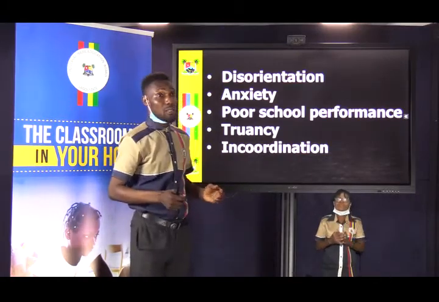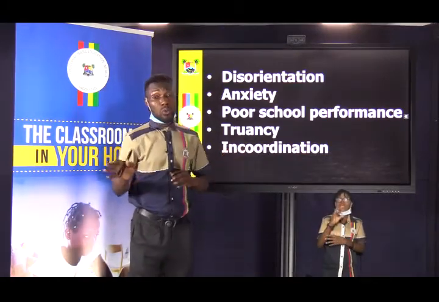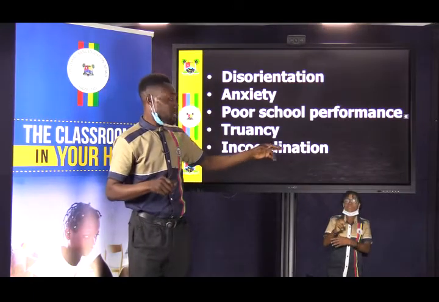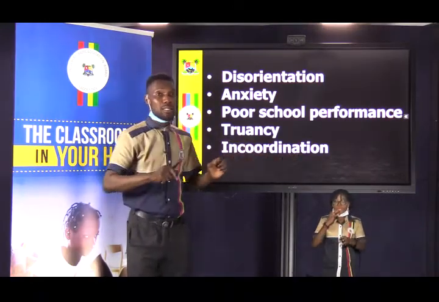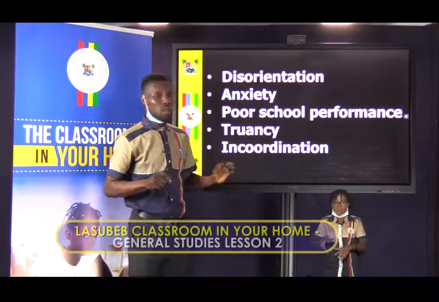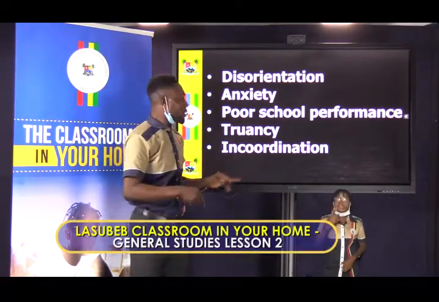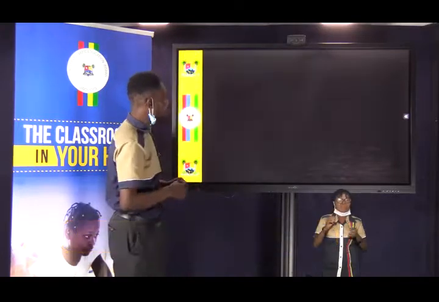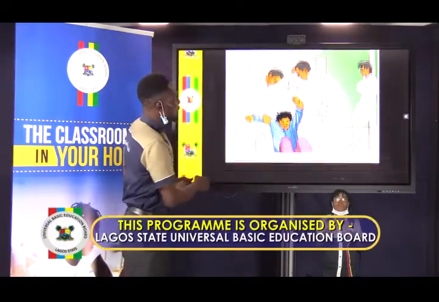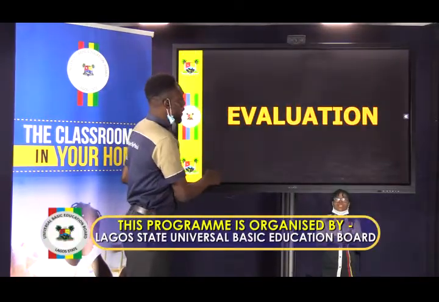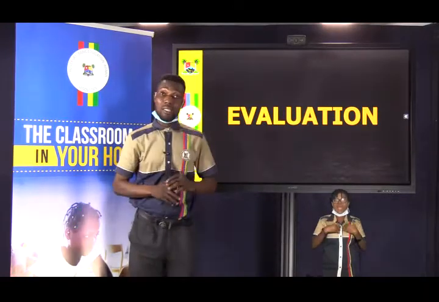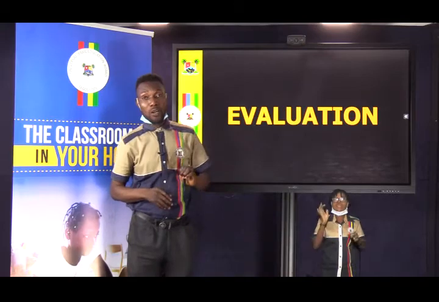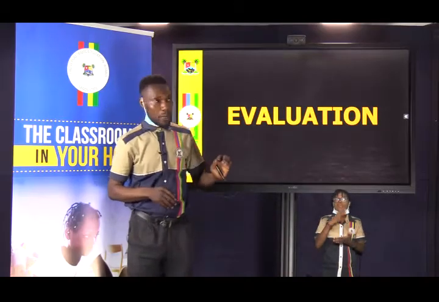Incoordination, that's another thing. I know maybe on the road you'll have seen some people who are into this drug abuse. You see them, the way they do things, the way they walk, the way they talk, you see that this person is not coordinated. So all these are the effects of drug abuse. We have talked about the health effects and the socioeconomic effects of drug abuse on people.